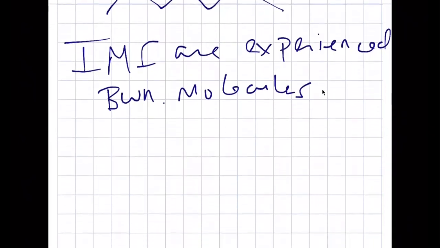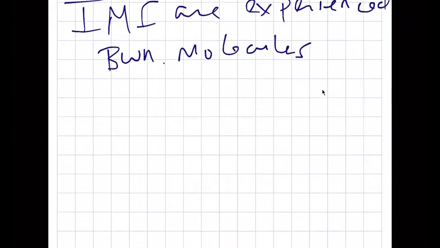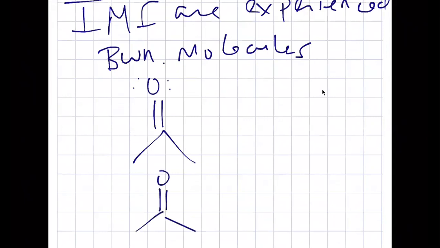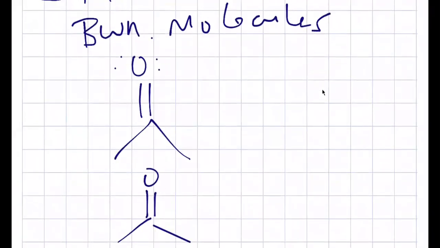If I had acetone, so acetone is here, and if you remember when we talked about dipoles, the oxygen here is partially negative, the carbon is partially positive. So on this oxygen, this is partially negative, and then this carbon is partially positive. In a molecule that has a dipole, those molecules are going to line up so that the positive parts and the negative parts see each other.